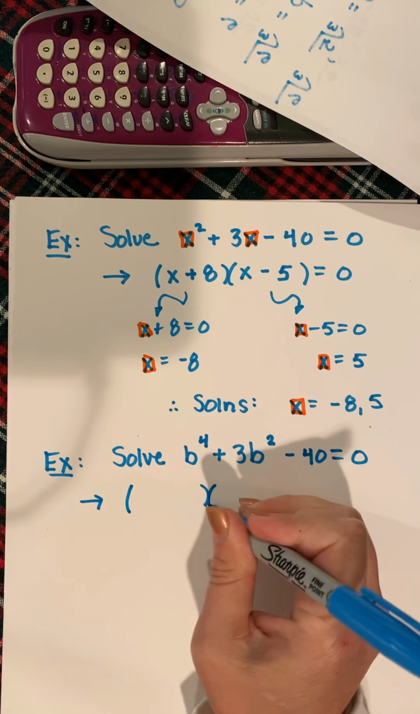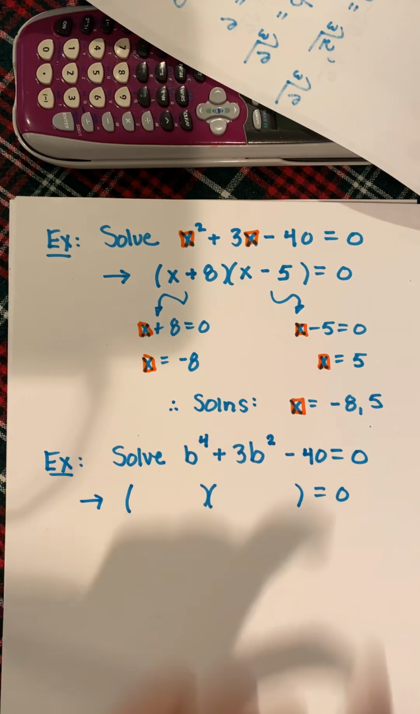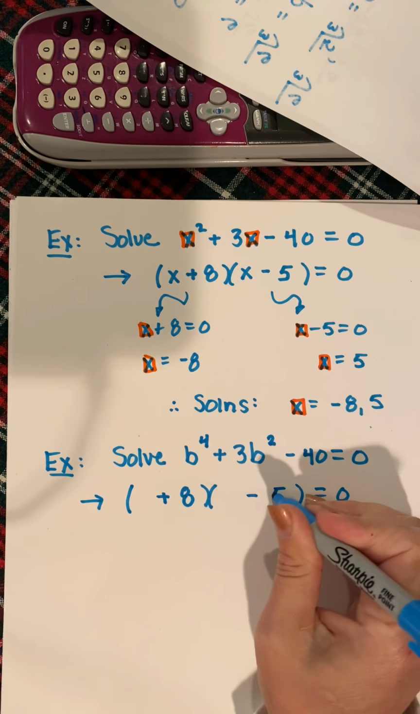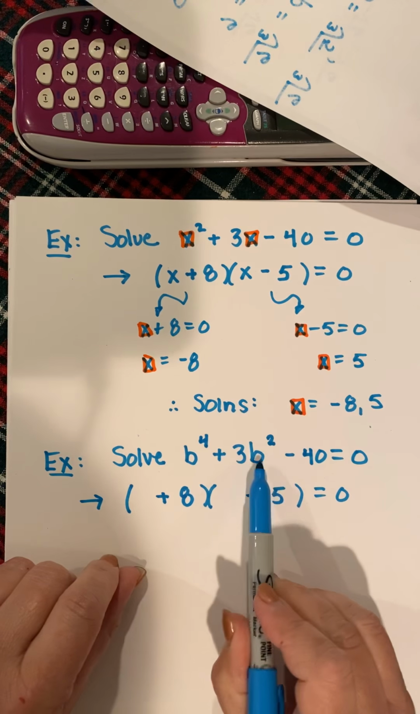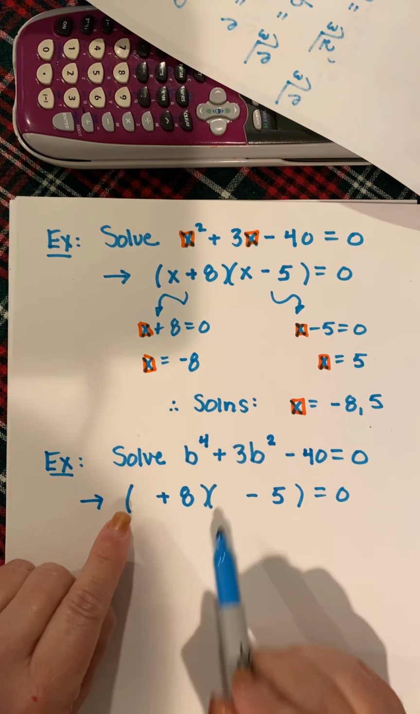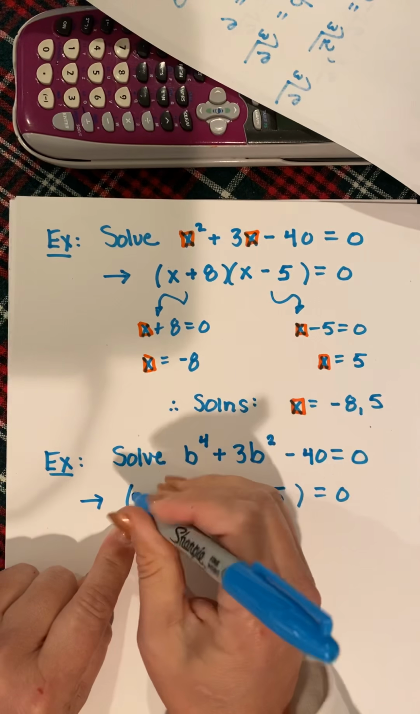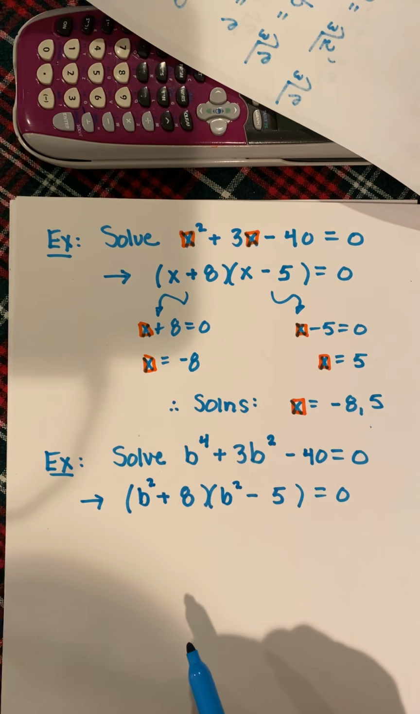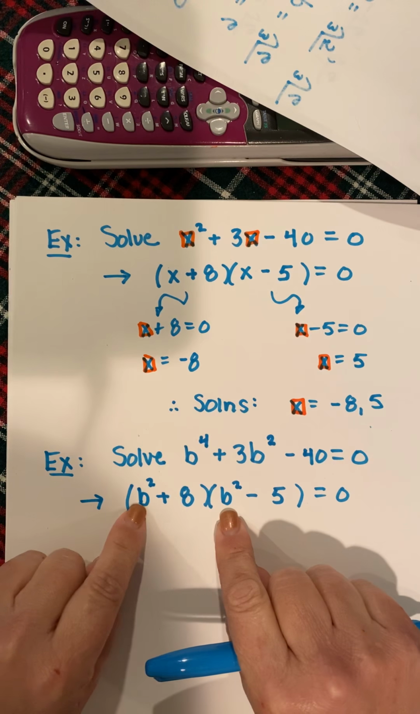So again, we see this relationship with the 3 and the minus 40. So I know that this is going to be plus 8, and it's going to be minus 5. So what's going to go here and here is the smaller of the powers, or what's being squared to get b to the 4th. So what goes here, what we multiply, the product of the first must give me b to the 4th. So b squared is a logical thing to put there. So let's see, b squared times b squared is b to the 4th.